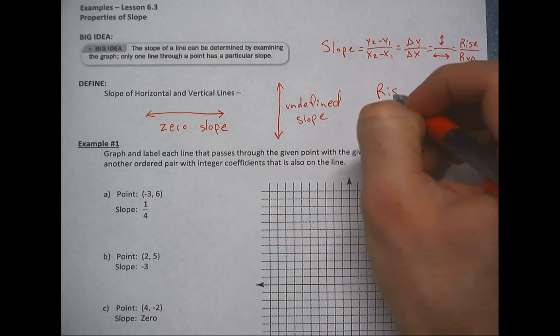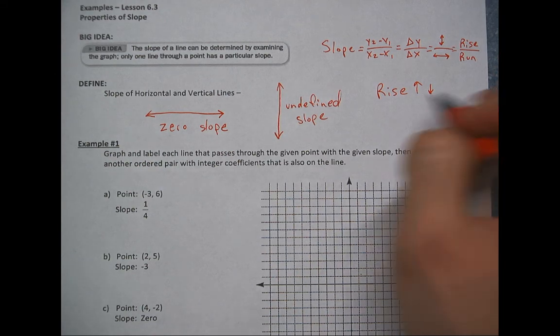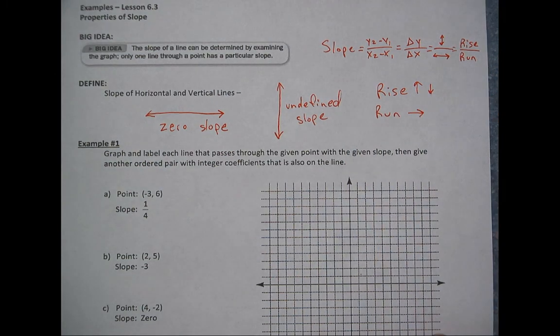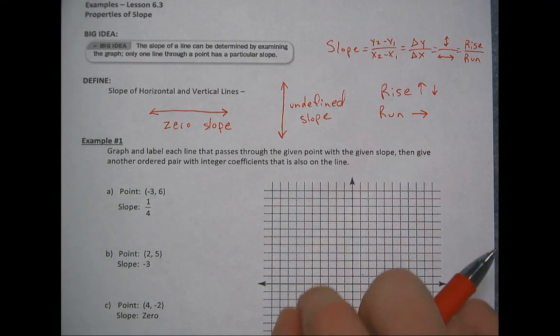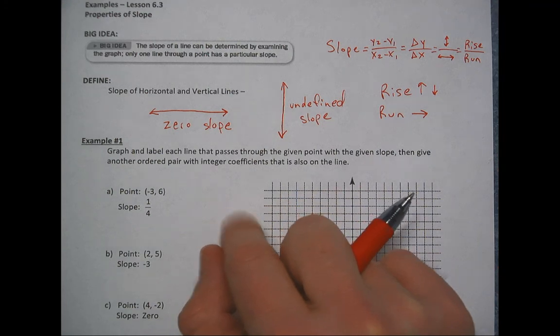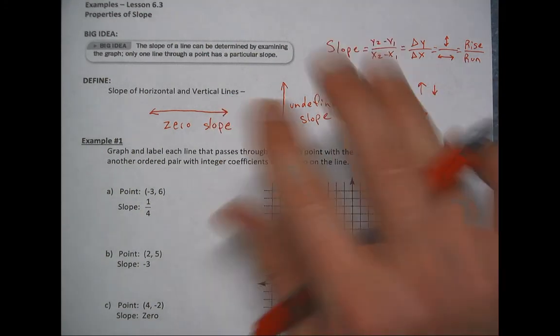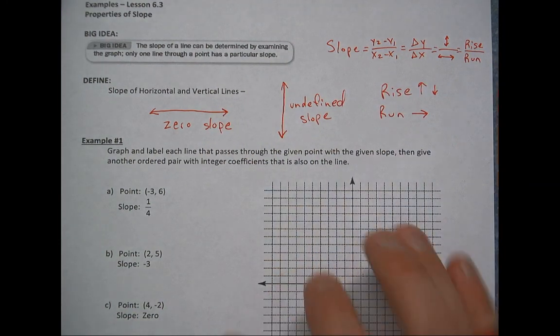So rise goes up or down, depending if it's positive and negative. But run always goes to the right. So we're working left to right. And that's important. Sometimes students, they go up and then they go to the left. We're never going to work left with these lines unless we're working backwards. And that's a special case. But we're always working from left to right on the graph.